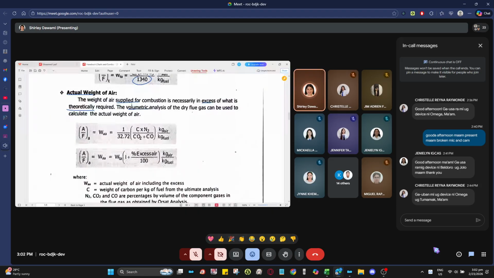So the volumetric analysis of the dry flue gas can be used to calculate the actual weight of air. This is what we call the volumetric analysis, where we have the carbon dioxide, carbon monoxide, nitrogen. But usually in the problems we encounter, the volumetric analysis is seldom given. But if you do encounter such a problem, the formula is 1 divided by 32.72 times the volumetric analysis.